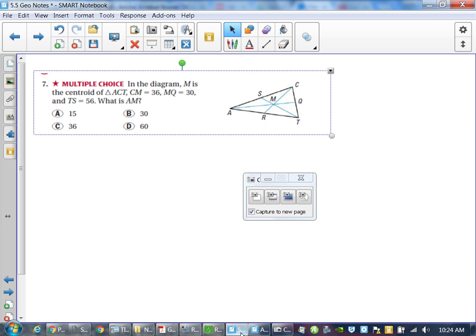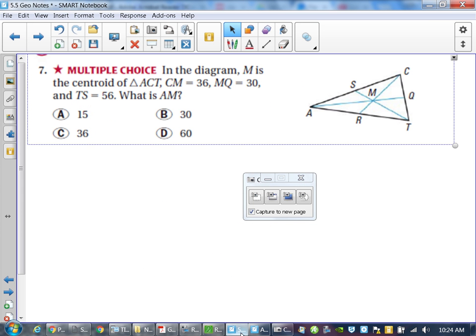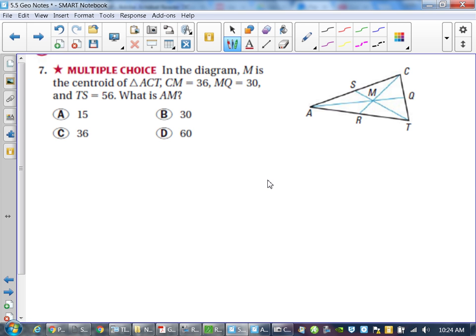Number 7. In 7, they tell you that you have the centroid. The centroid is the point at which all of your medians intersect one another. So we know that you've got the 2/3, 1/3 stuff going on. If we know that this is the centroid, they tell you that CM is 36, MQ is 30, and TS, the whole thing, is 56.